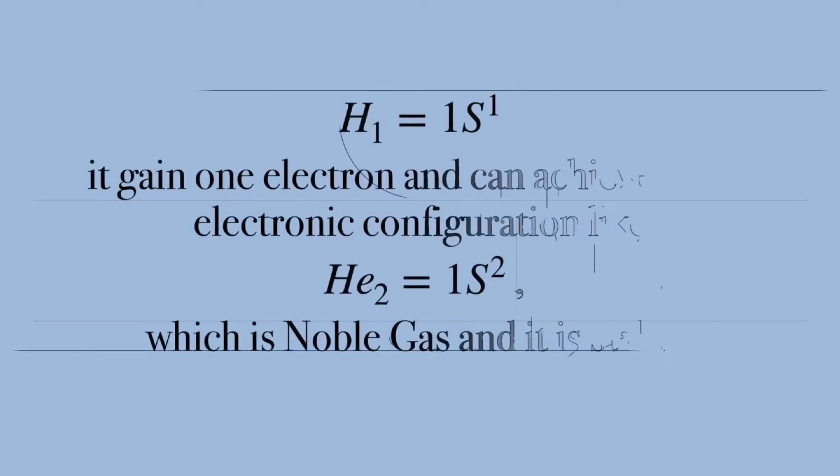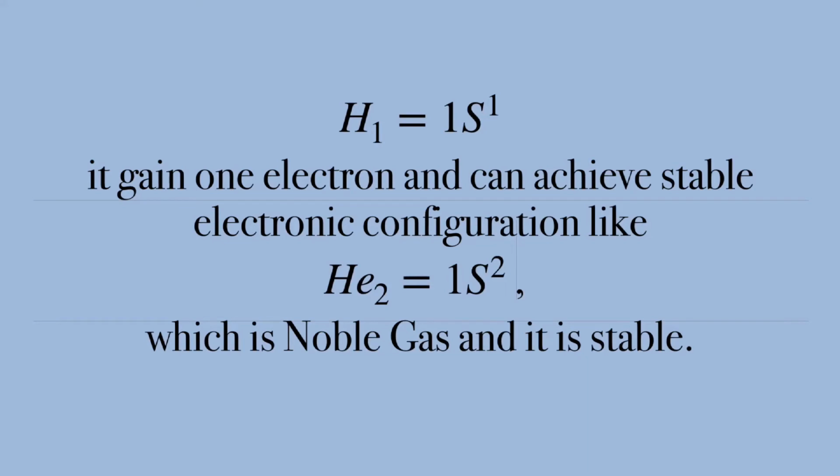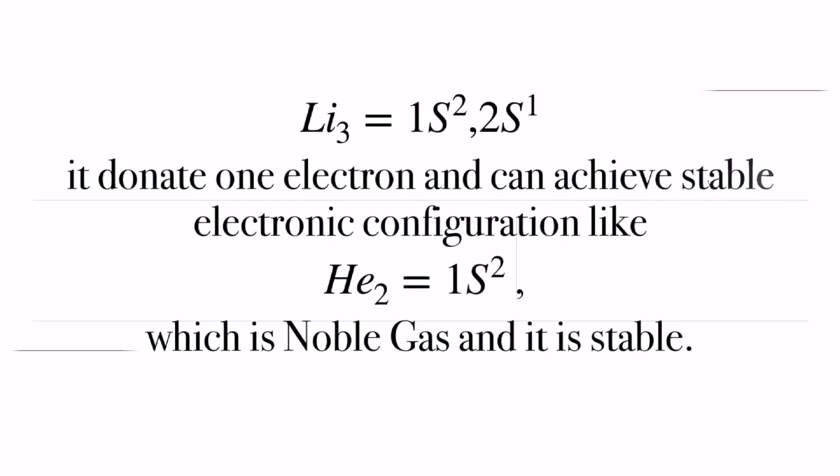Now let us consider the hydrogen atom, atomic number 1, its electronic configuration is 1s1. It can gain 1 electron and achieve the stable electronic configuration like helium, that is 1s2. Hence hydrogen can complete its duplet and become stable like helium. Now let us consider lithium, atomic number 3, its electronic configuration is 1s2, 2s1. So it can donate the 1 electron from the 2s atomic orbital and achieve the stable electronic configuration like helium, that is 1s2. So it can complete its duplet and become stable.